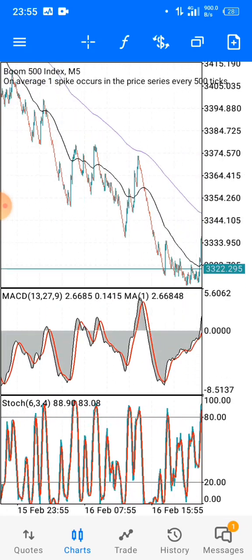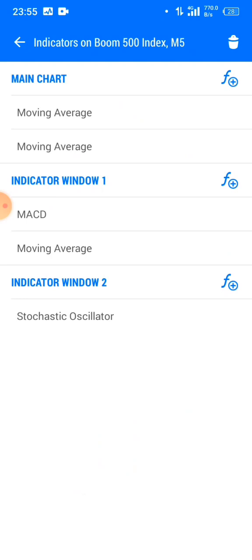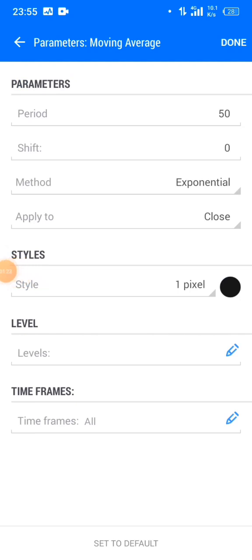So let me show you the settings for the indicators, then we jump into it. On the main chart, we've got two moving averages. On the indicator window, we've got the MACD, moving average and then the stochastic. On the moving average on the main chart, it's period 50, shift 0, method exponential, apply to close. I chose black, you can choose any color of your choice, and click done. The second moving average is period 200, shift 0, method exponential, apply to close. Then I chose purple, you can choose any color of your choice.